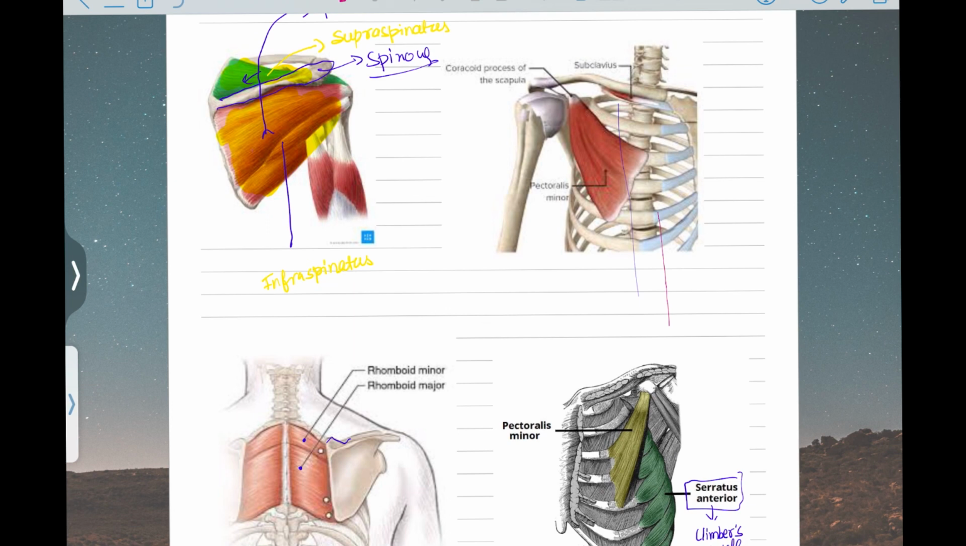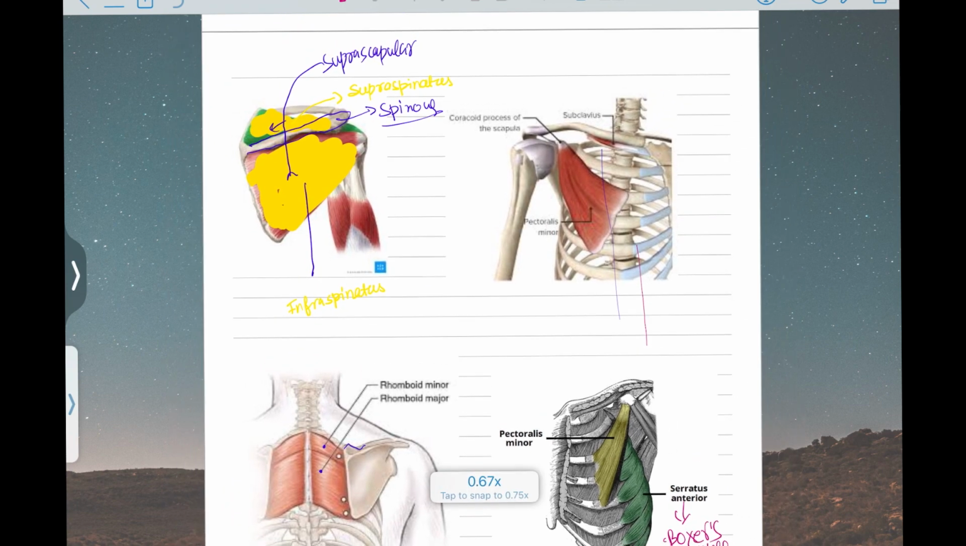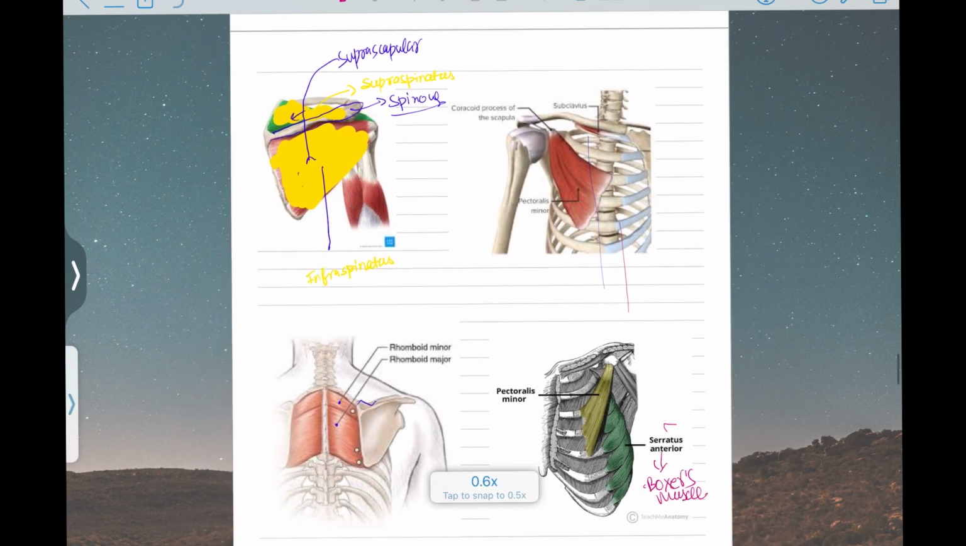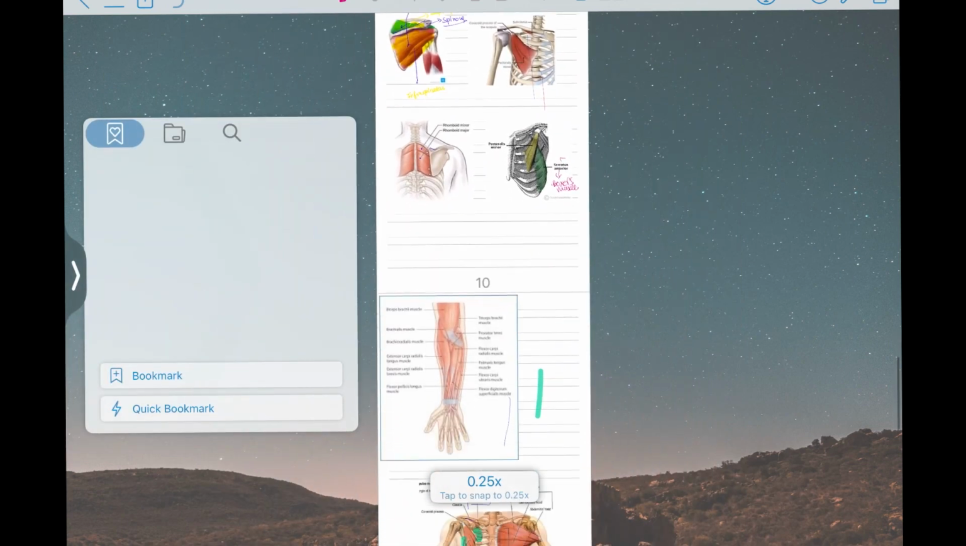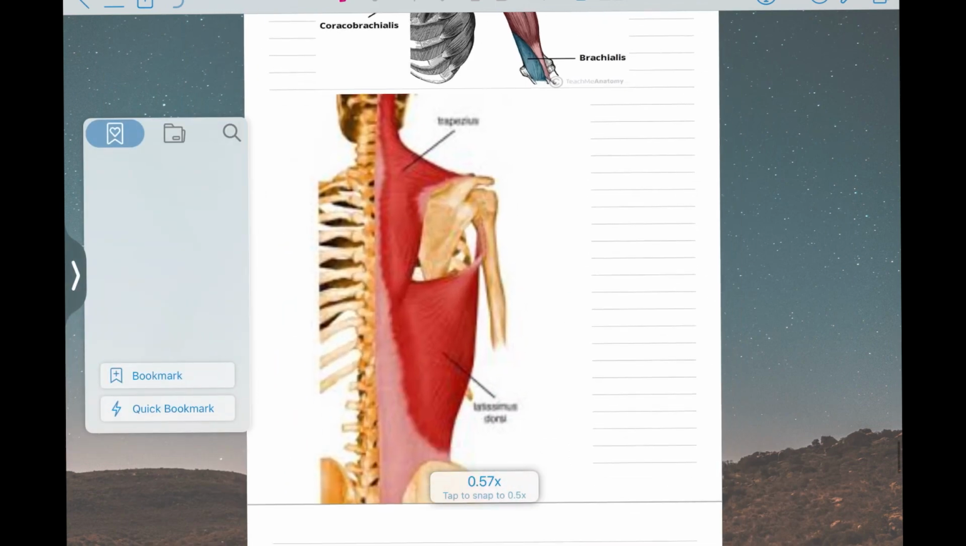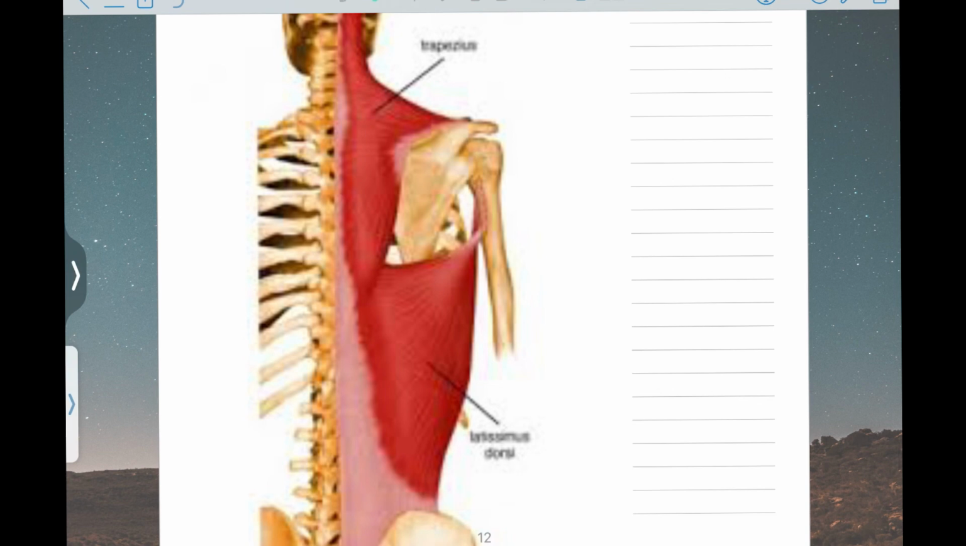There's been a slight mistake here. The serratus anterior is not known as the climber muscle, it is known as the boxer's muscle. See, the thing about anatomy is you keep forgetting it, like me. Okay, so the latissimus dorsi, if I brought it, let me see. Yep, there it is, the latissimus dorsi muscle.